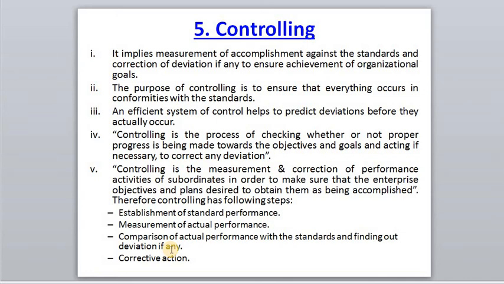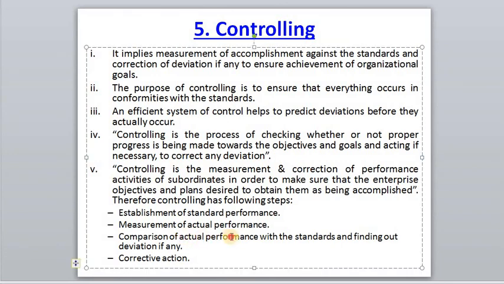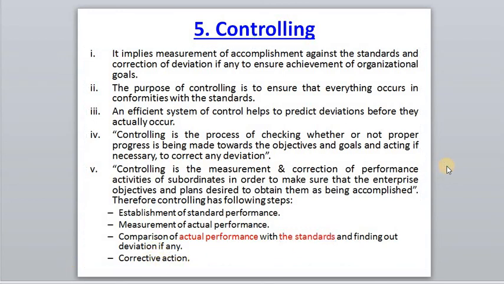Okay? So some comparison is to be done of the actual performance with the standards, and finding out the deviations, if any. If there is any deviation between the actual and the standards, then that deviation is to be identified and rectified. Okay? So actual performance and standard performance. Comparison is to be done in order to find out the deviations, and corrective actions, corrective measures, are to be taken if there is a large number of deviations in the progress of work. Such corrections are to be done related to the construction or production of the work.